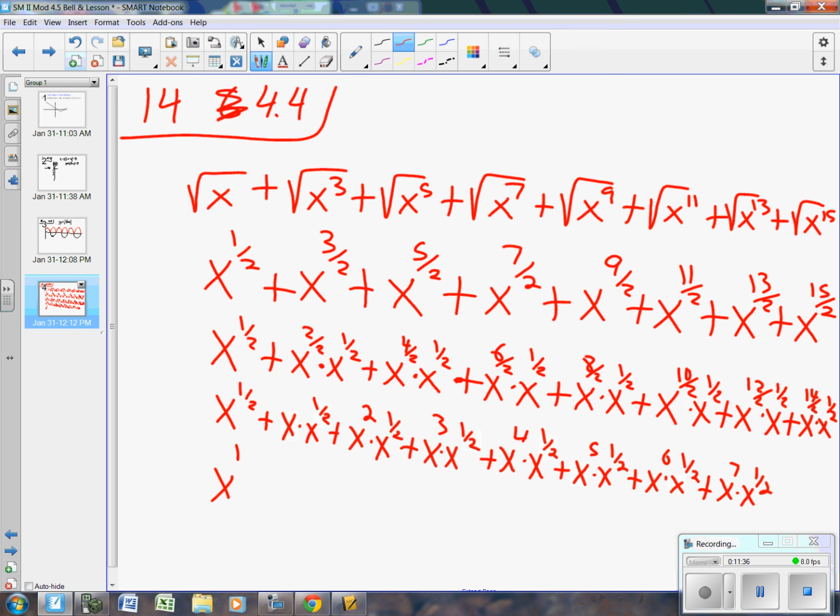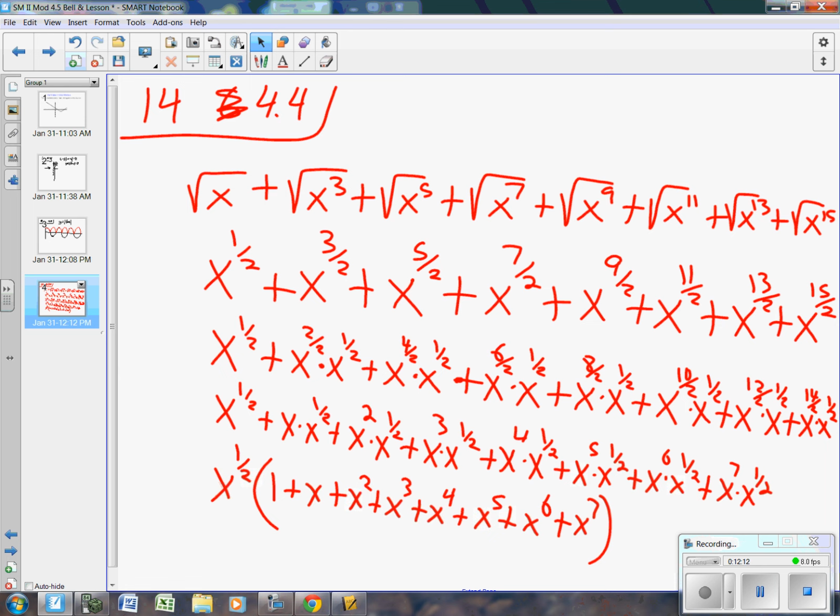You can factor out an x to the 1/2 power, and so your answer is going to be, if I factor it out here, what's this one? Nothing. It's not nothing. 1. Plus, what's left here? No, x. Plus what? X squared plus x cubed plus x to the fourth plus x to the fifth plus x to the sixth plus x to the seventh. That is simplified. That's your answer.